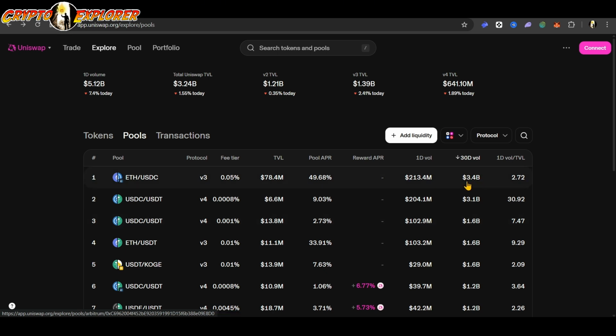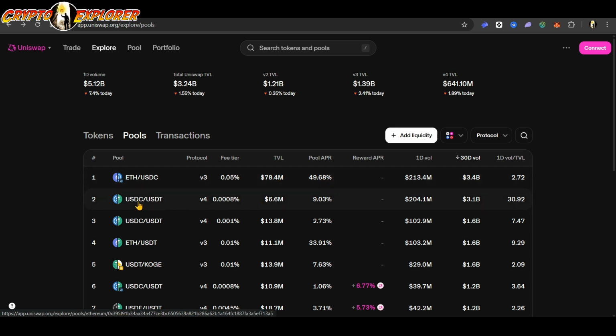So take a look at this. In the past month, this liquidity pair on Arbitrum, Ethereum paired with USDC, has a TVL of $78 million. It generated 3.4 billion in volume in the past month. And even just yesterday, this generated a volume of $213 million. So this pool is printing. Pool APR very close to 50%.